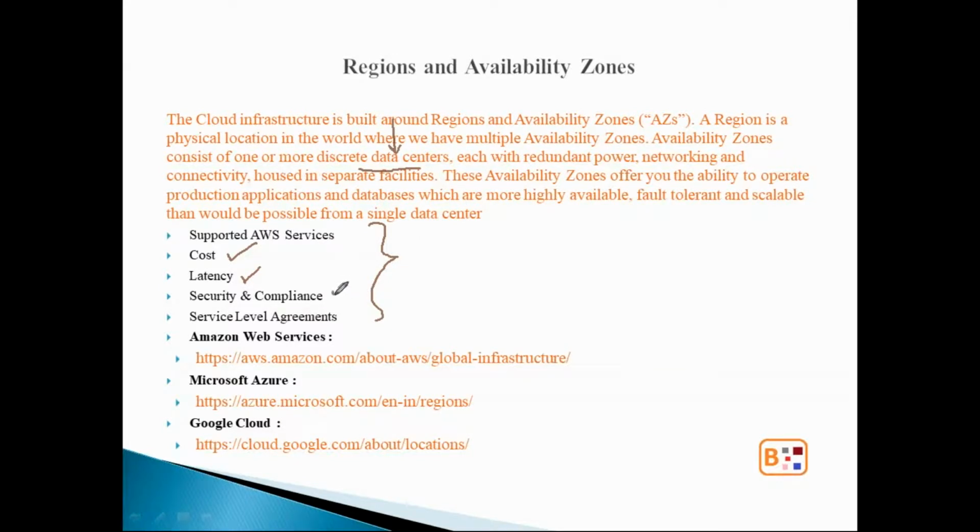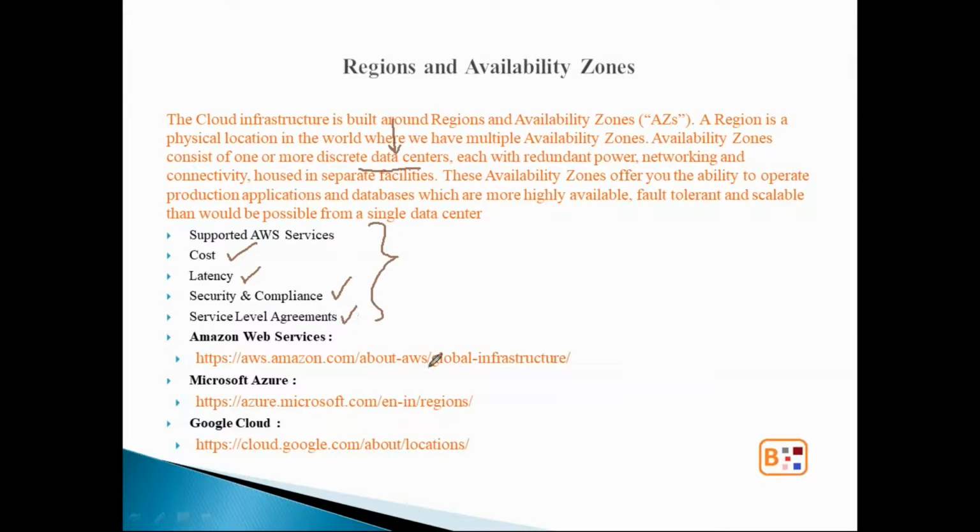Fourth, security and compliance: you have to make your environment secure. And fifth, service level agreement. SLA differs service by service. For example, in Amazon Web Services, Route 53 has a 100% SLA. Some services have 99.99% SLA, some services have 99.999% SLA, and some services have a 99.9% service level agreement.